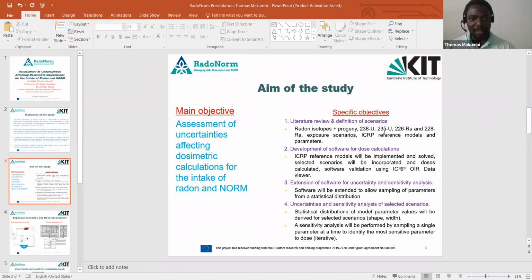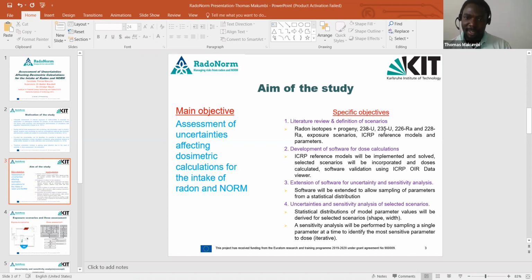And this objective will be achieved through the following specific objectives. First and foremost, I'll need to do a literature study about the radioisotopes or radionuclides of interest. This is mainly radon and its progeny and a few long-lived radionuclides in the uranium and thorium series. Then I also come up with a definition of the typical exposure scenarios for radon and NORM.